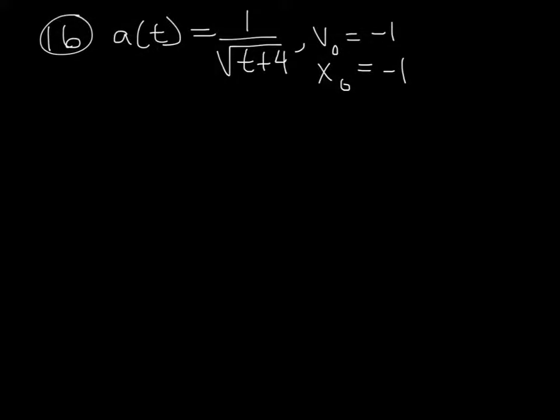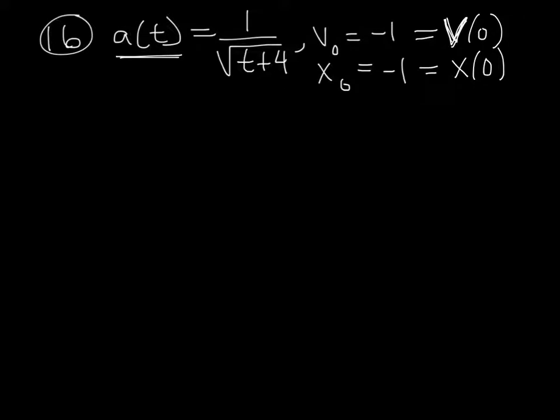Okay, number 16. So we have our acceleration function given by this irrational function, 1 over the square root of t plus 4. And we have our initial velocity, -1, and our initial position. And remember these guys, this means v of 0 is -1, and x of 0 is -1.